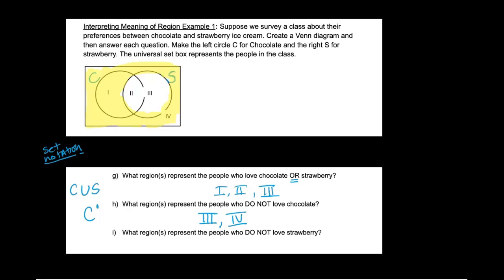And then that would be people in region 1, so just chocolate eaters, and then 4, people that don't like chocolate or strawberry. And so the notation for that would just be S complement, everything that is not in S.